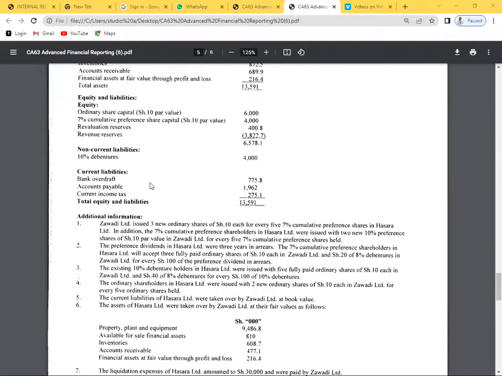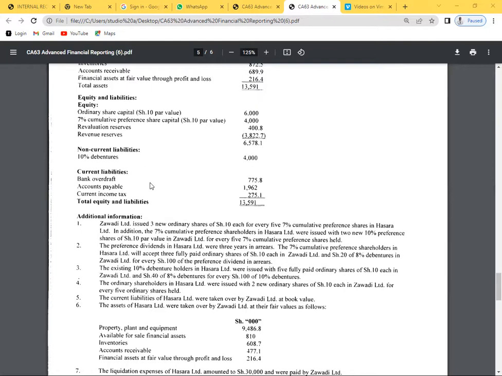These 3, the 3 there. The first one is the bank overdraft, so we have here bank overdraft of 775.8. Then we have the payable of 1962, the year that I was born. And then the last one there is the current income tax of 275.1. There are only 3.